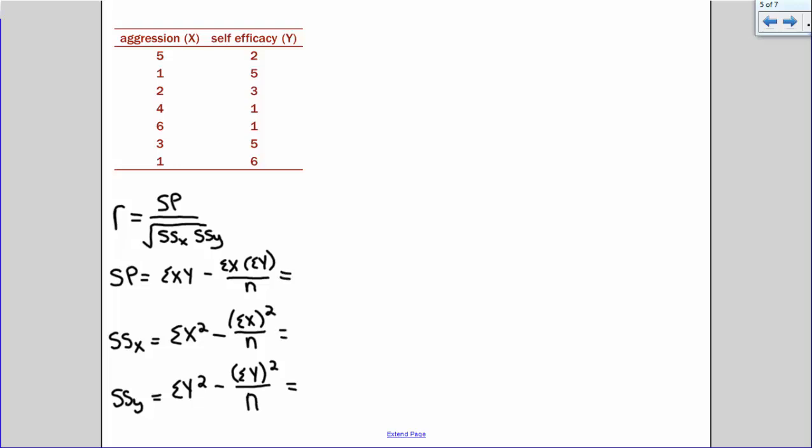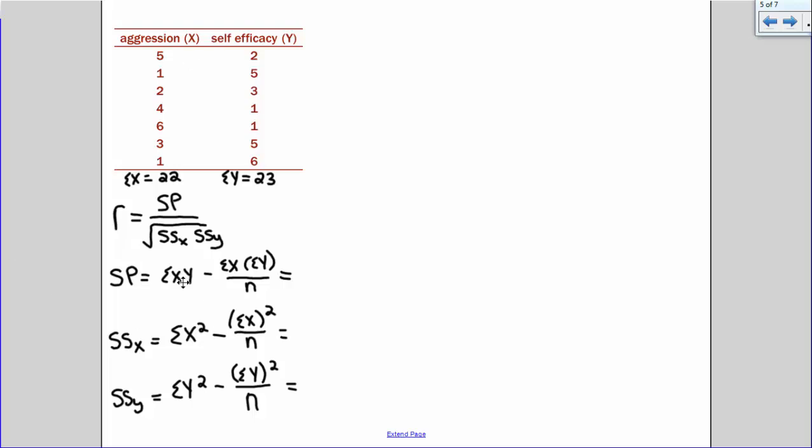All right, so I know that I need to find the sum of xy, the sum of x squared, the sum of y squared, and the sum of x and the sum of y. To find the sum of x, I can just add these together. So 5 plus 1 plus 2 plus 4 plus 6 plus 3 plus 1, and I know that my sum of x is equal to 22. Then for self-efficacy, I add all those scores together, and I know that my sum of y is equal to 23.